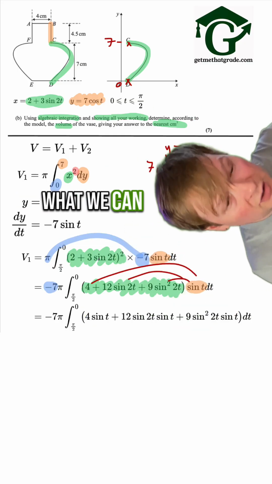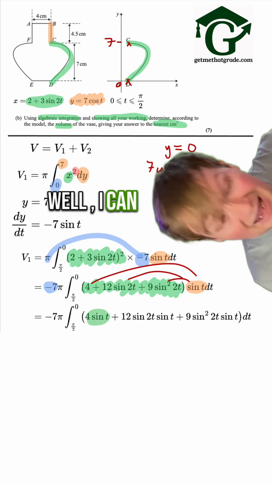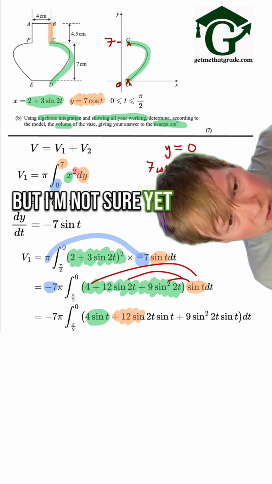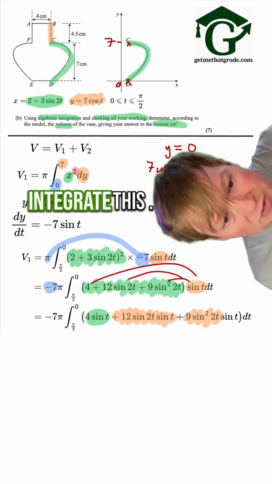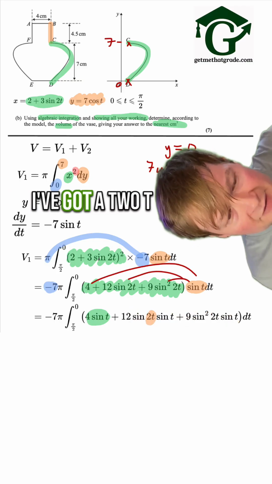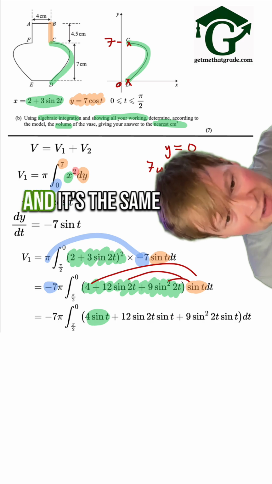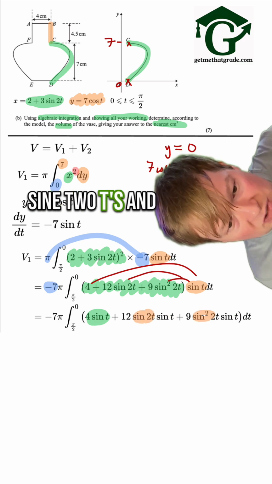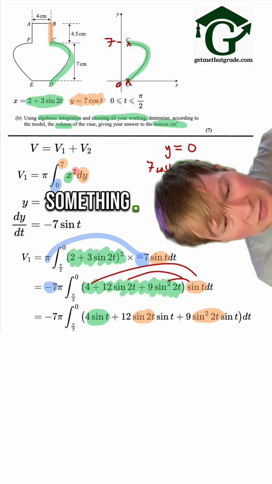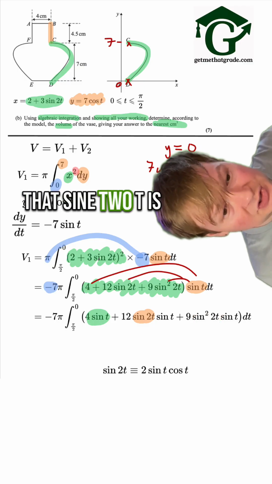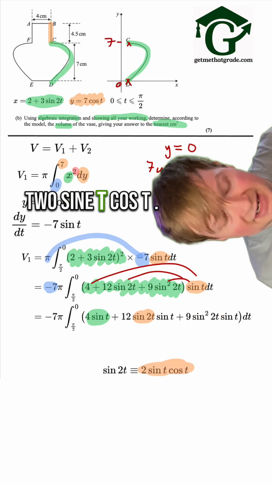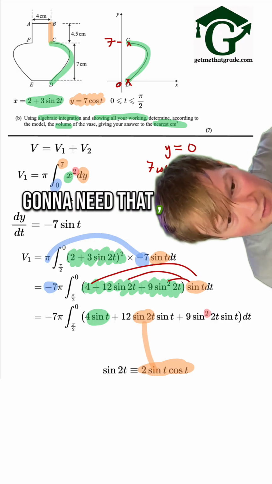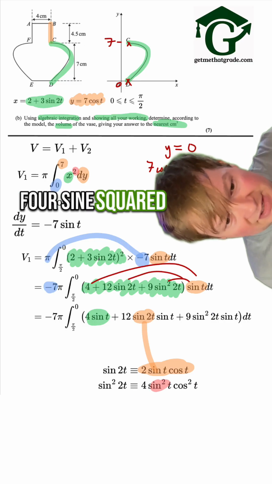Let's think about what we can integrate already. Well, I can integrate this term. I know that would be fairly straightforward, but I'm not sure yet how to integrate this, nor to integrate this. The problem is that I've got a 2t here, but a t here, and it's the same issue with this one. So let's see if we can replace these sine 2t's and this sine squared 2t with something. You should know that sine 2t is 2 sine t cos t, so that can go in there. And if we square that, because I'm going to need that, squared, we'll get 4 sine squared t cos squared t.